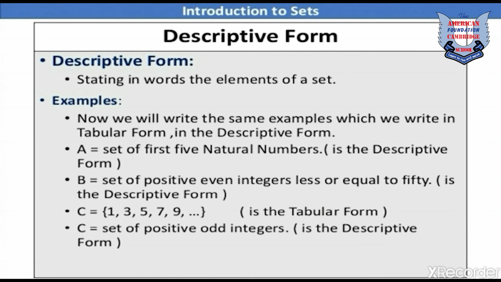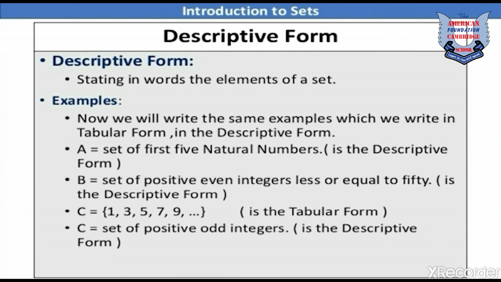Third way of describing a set is descriptive form. Descriptive form means describing a set in words, or you can say describing a set in the form of a statement or in the form of a sentence. Here you can see some examples of descriptive form. These are the same examples which we have already discussed in the topic of tabular form.